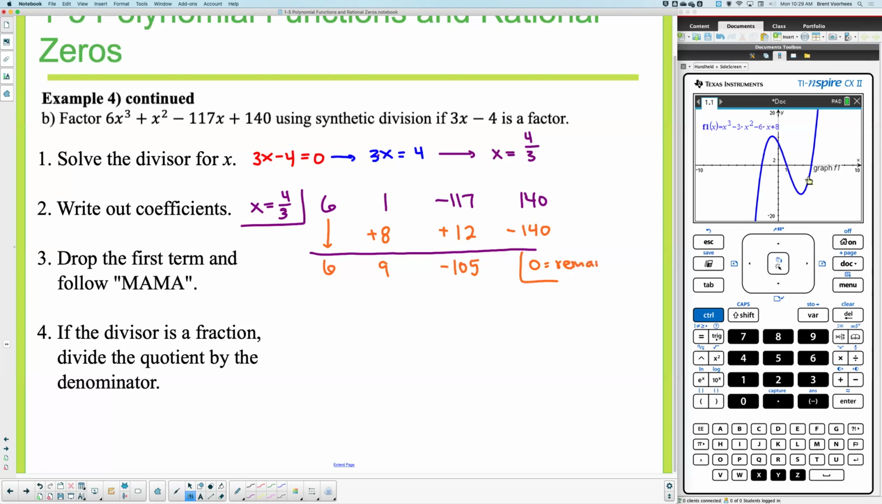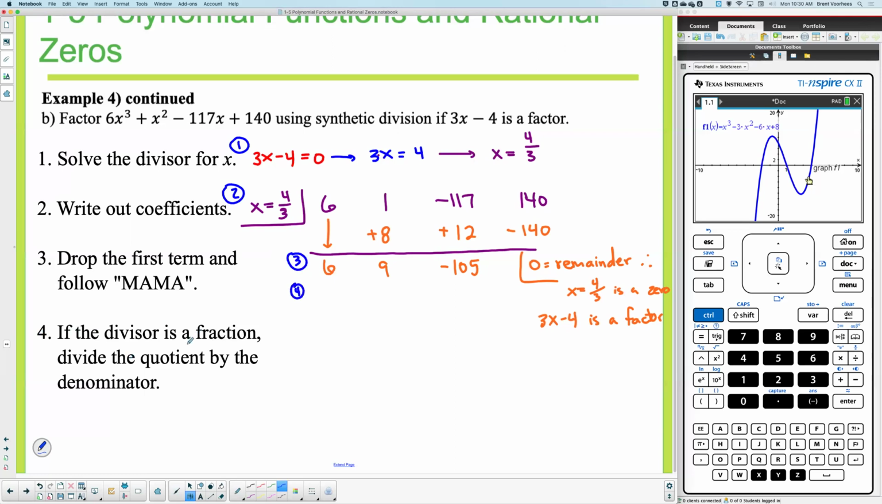That's a remainder. And if you have a remainder of 0, I'm going to do 3 triangles for it, therefore. That means since 0 is our remainder, x equals 4/3 is a 0. And 3x minus 4 is a, what's the vocabulary term? Is a factor. Very good. So we've done 3 steps. This was step 1. This was step 2. This was step 3. Now we do step 4.